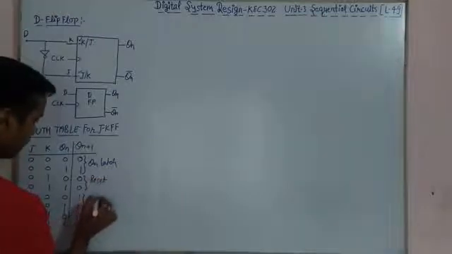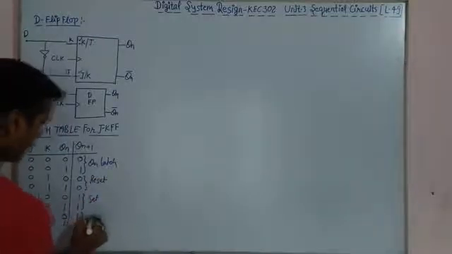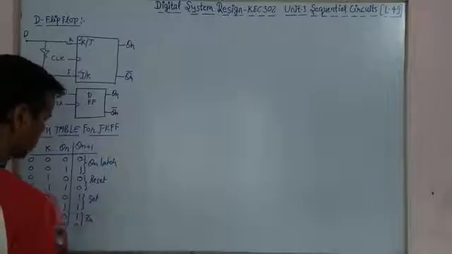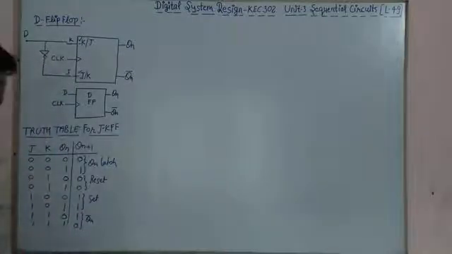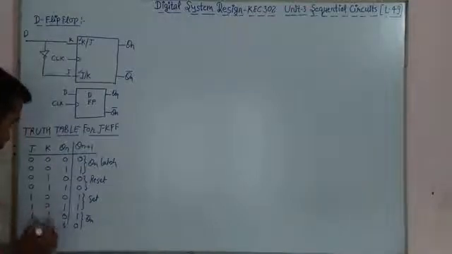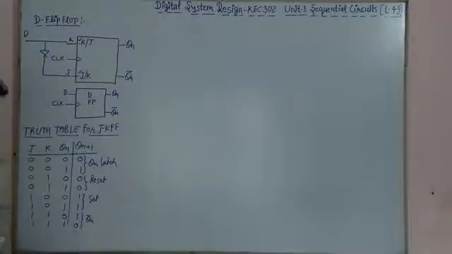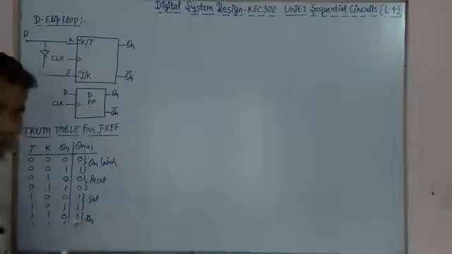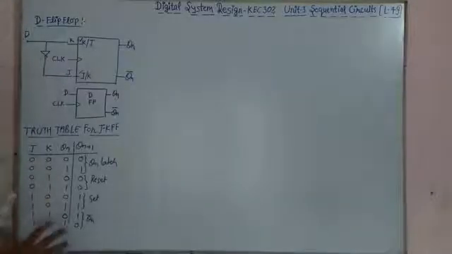Here it will work as a set, and here complement of input. Here in this mode the JK flip-flop is working as an inverter. Okay, inverter. So now this is the truth table for JK flip-flop.